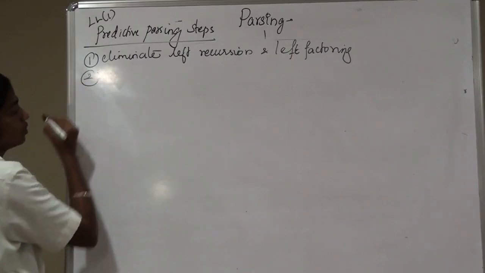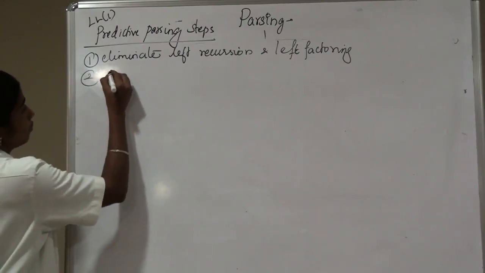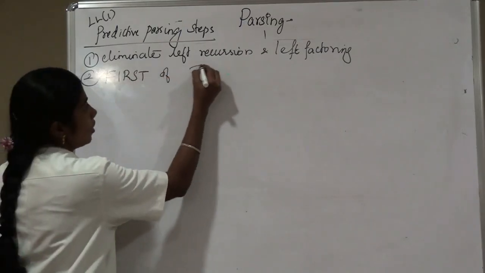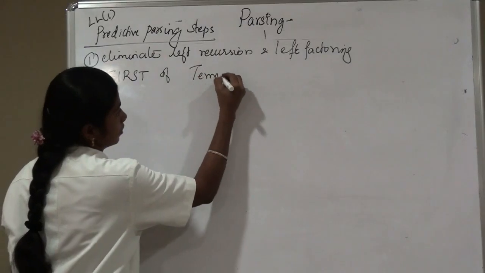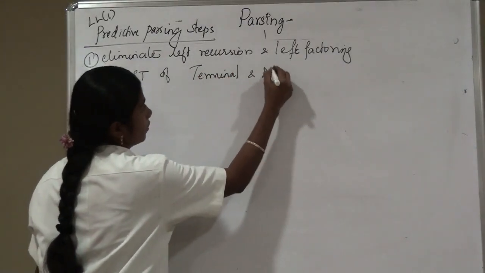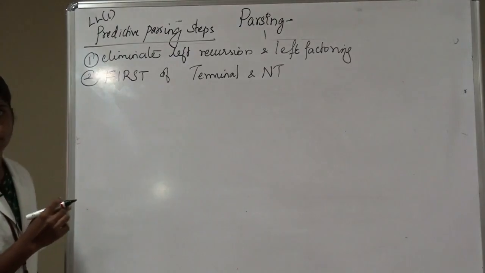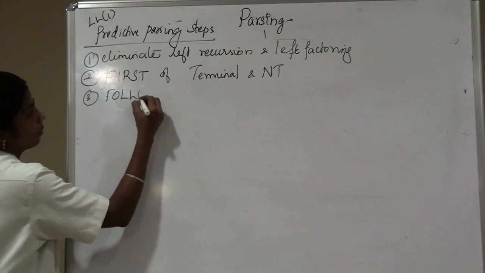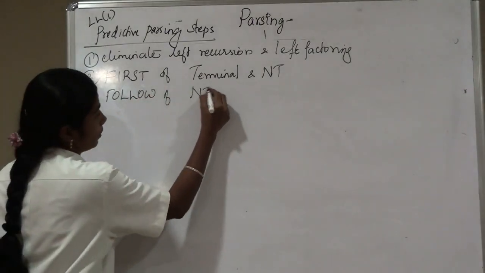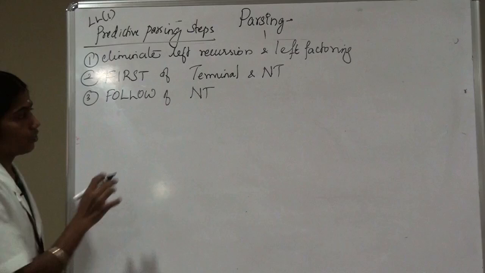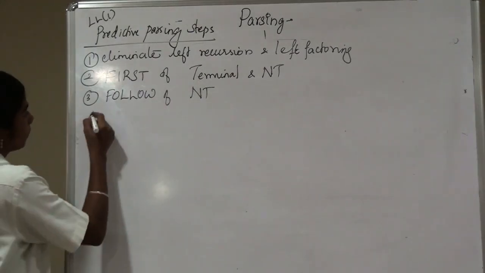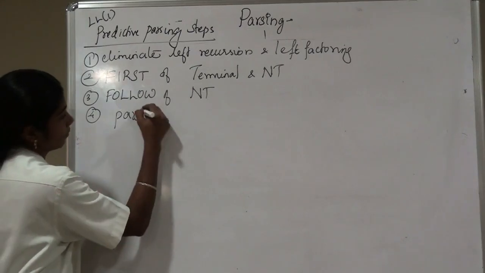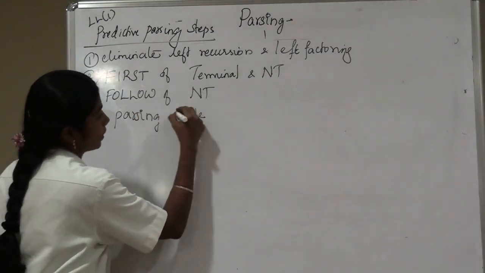And step 2 is you have to compute the first position for all terminals and non-terminals. And the third one is you have to compute the follow of non-terminals. There is no follow for terminals, follow is only for non-terminals. And the fourth step is you have to construct the parsing table.